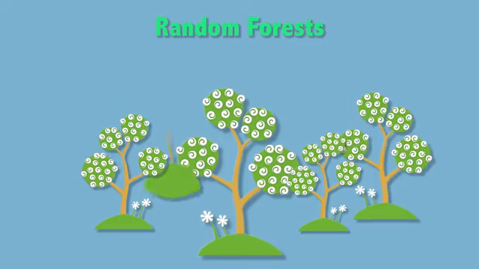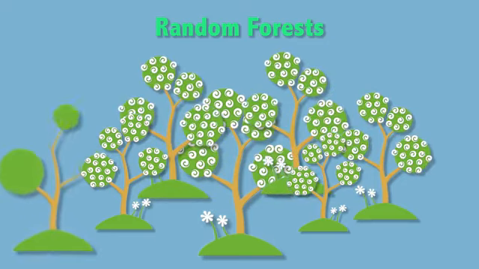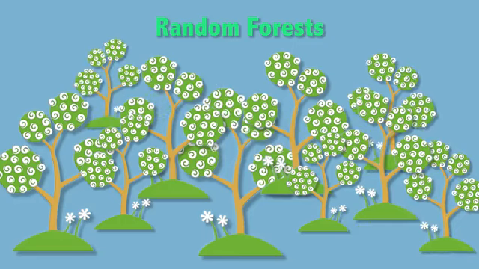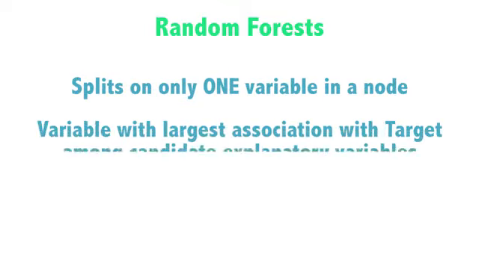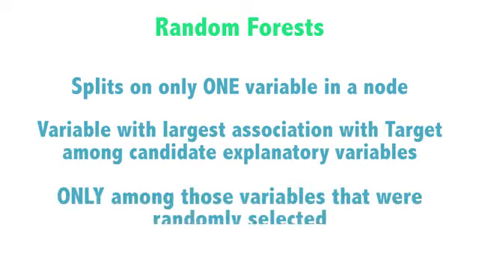Like decision trees, random forests allow us to make binary splits in our data that create segmentations or subgroups by applying a series of simple rules or criteria over and over again, which choose variables that best predict our target variable. While decision trees proceed by searching for a split on every variable in every node, random forest searches for a split on only one variable in a node, the variable that has the largest association with the target among candidate explanatory variables, but only among those explanatory variables that have been randomly selected to be tested for that node.